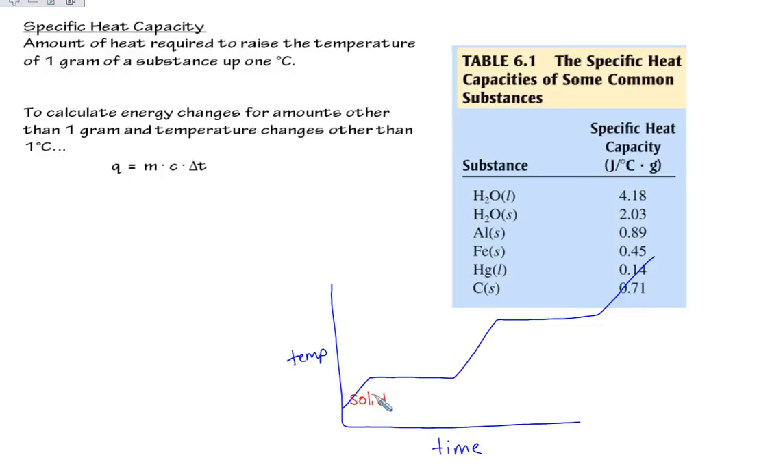Then the first plateau was the melting point. Then in the middle we had temperatures where the substance was liquid. The second plateau was the boiling point. And then finally we'd have all temperatures where the substance is a gas. We did this back in, maybe chapter 10, when we were looking at intermolecular forces and phases.